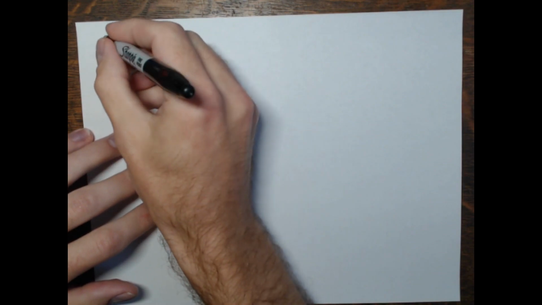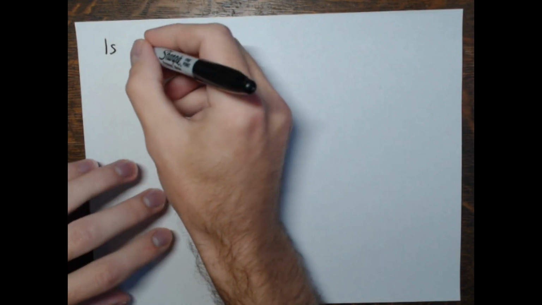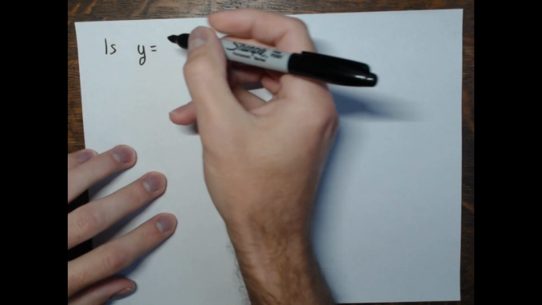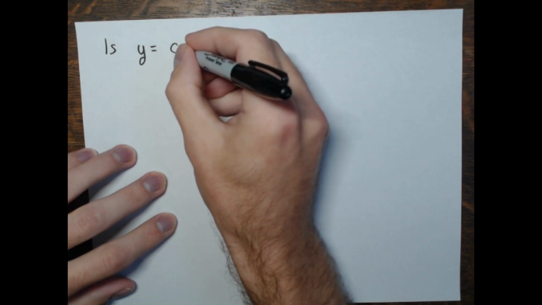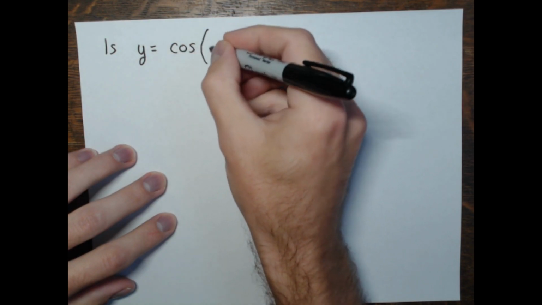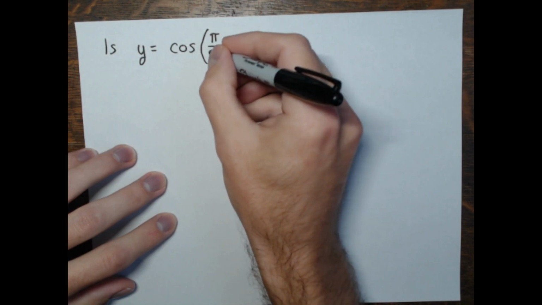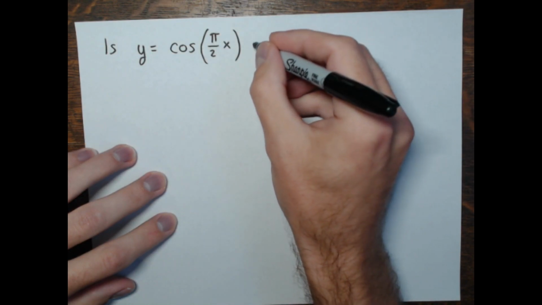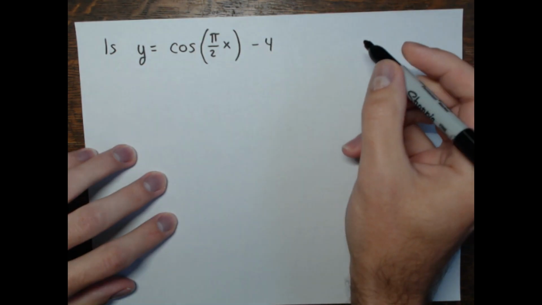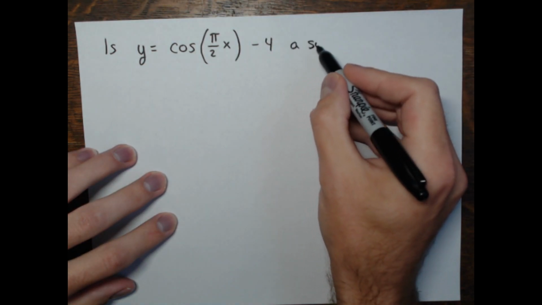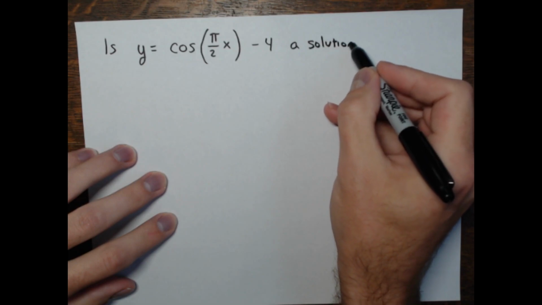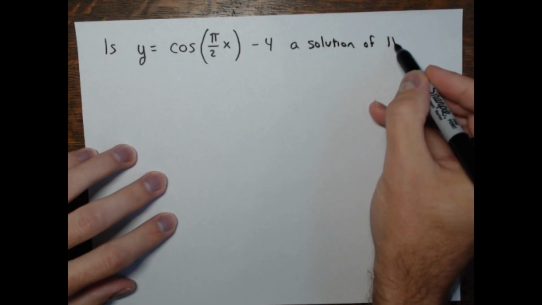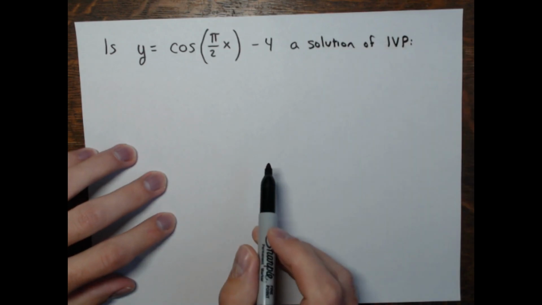So is the following function, right, we got y equals the cosine of pi x over 2, that's pi over 2 times x, and then afterwards minus 4, a solution of the following initial value problem. Right.